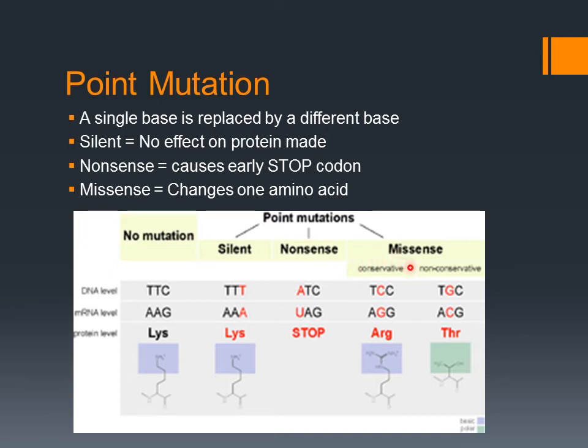A missense mutation is when you change a base and it ends up still coding for an amino acid, but it's a different amino acid than the original one. So there's multiple ways that can happen. And you see that when you change the last base in the triplet, there's a higher chance that you'll end up with a silent mutation. Whereas when you change the first or second base, there's not much chance that you're going to get a silent mutation.